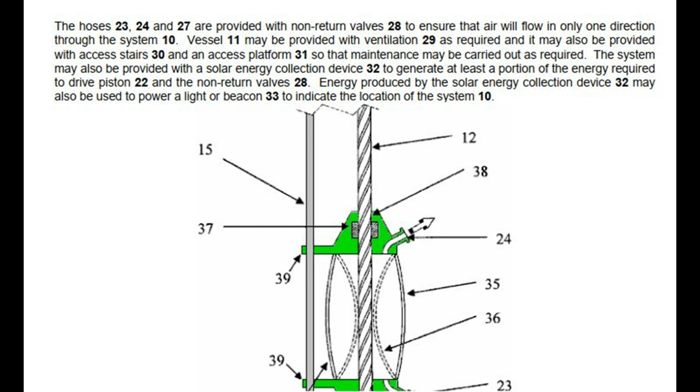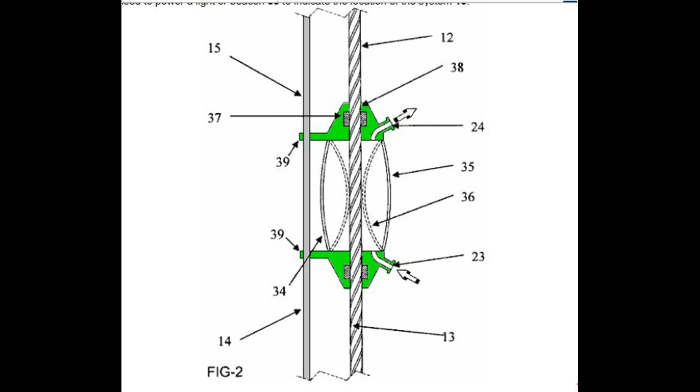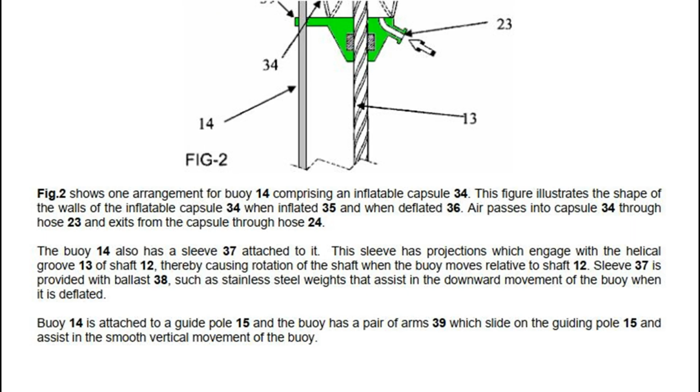Fig 2 shows one arrangement for buoy 14 comprising an inflatable capsule 34. This figure illustrates the shape of the walls of the inflatable capsule 34 when inflated 35 and when deflated 36. Air passes into capsule 34 through hose 23 and exits from the capsule through hose 24. The buoy 14 also has a sleeve 37 attached to it.